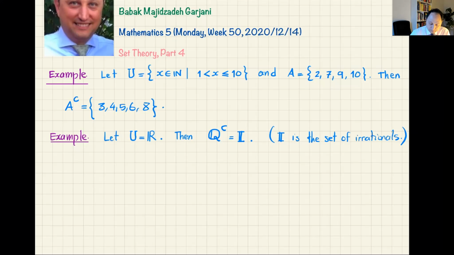Irrationals, okay? So for example, if I tell you that the universal set is the set of integers, and then another set, I will call it the set of odd numbers. It's clear that the complement of this set would be the set of all even numbers. So the idea is very, very clear and simple.